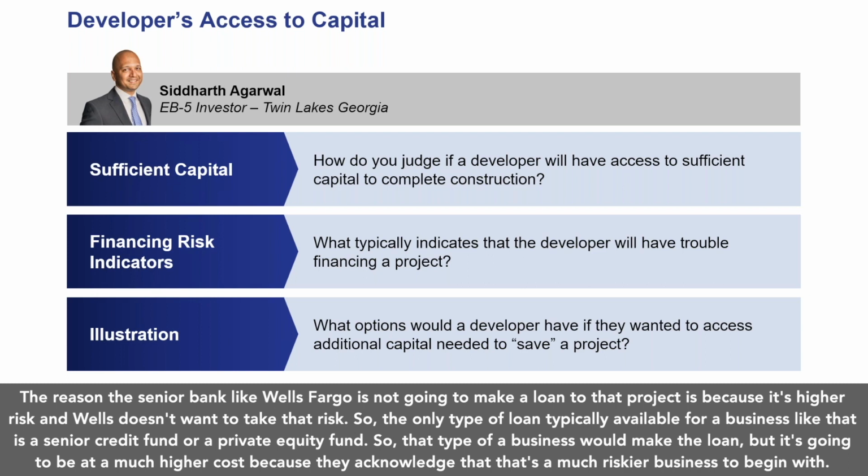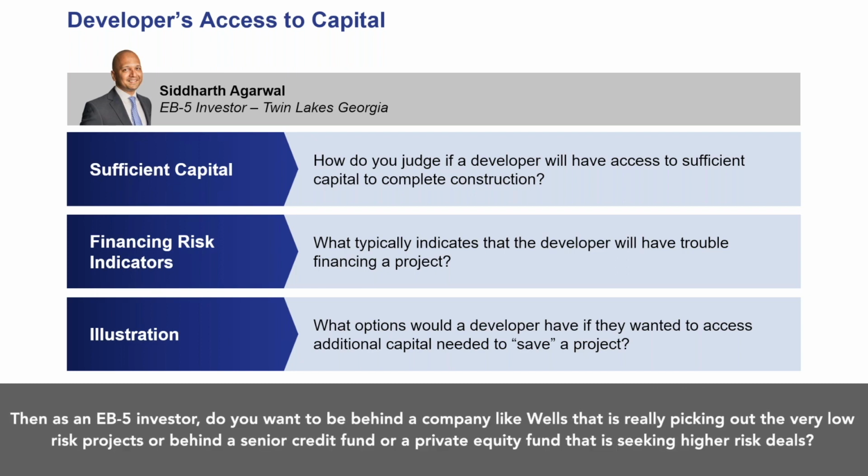Yeah. And the reason the senior bank like Wells Fargo is not going to make a loan to that project is because it's higher risk, and Wells doesn't want to take that risk. And so the only type of loan typically available for a business like that is a senior credit fund or a private equity fund. And so that type of business would make the loan, but it's going to be at a much higher cost because they acknowledge that that's a much riskier business to begin with. And then, as an EB5 investor, do you want to be behind a company like Wells that is really picking out the very low risk projects, or behind a senior credit fund or a private equity fund that is seeking higher risk deals?